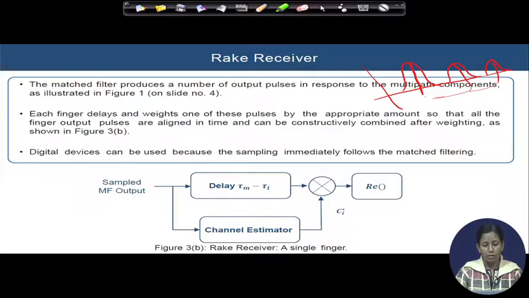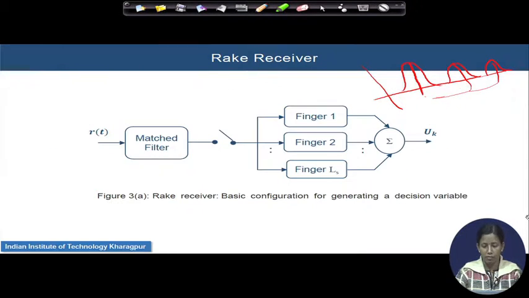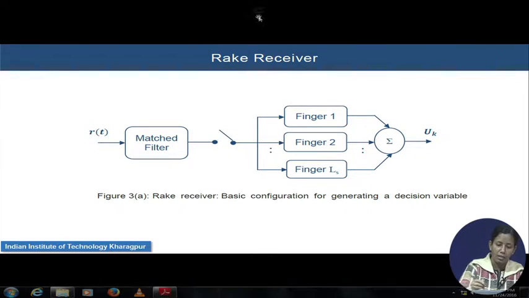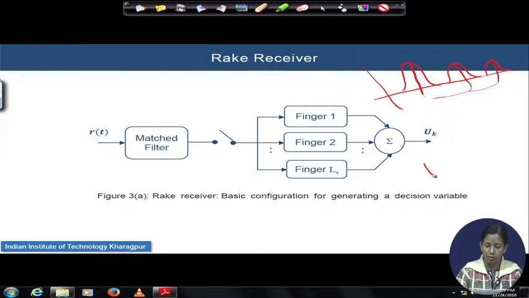And remember that in a practical circuit the fingers are not variable, fingers are always fixed. So, we try to keep the fingers fixed, and whatever multipaths we can capture is based on the maximum one. So, L_s will be the number of significant paths, and if the maximum number of fingers present in a Rake receiver architecture is L, then L will always be greater than or equal to L_s. That is the concept for the architecture of these fingers.